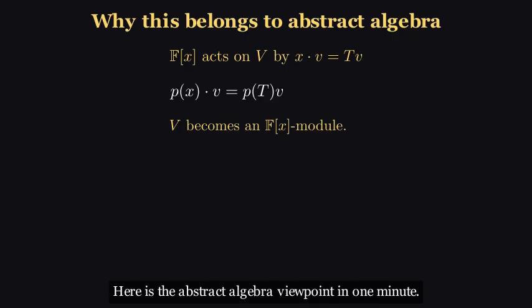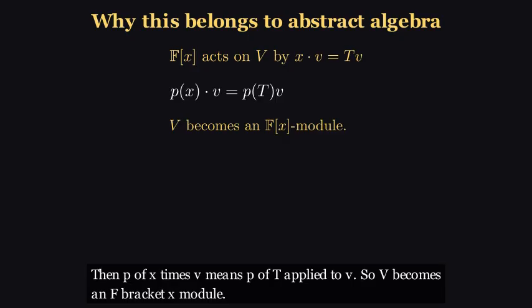Here is the abstract algebra viewpoint in 1 minute. Let F[x] act on V by saying that x times v means Tv. Then p of x times v means p of T applied to v. So V becomes an F[x] module.